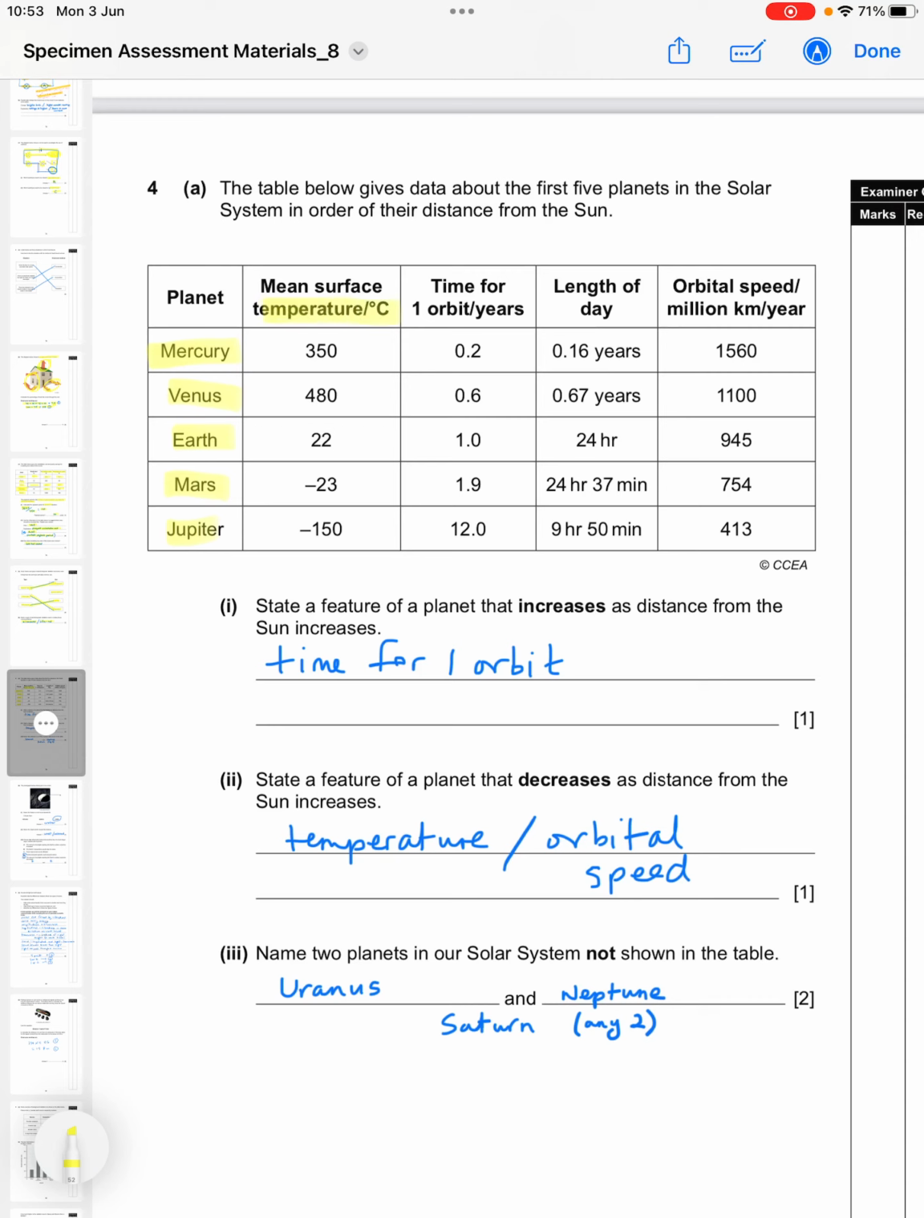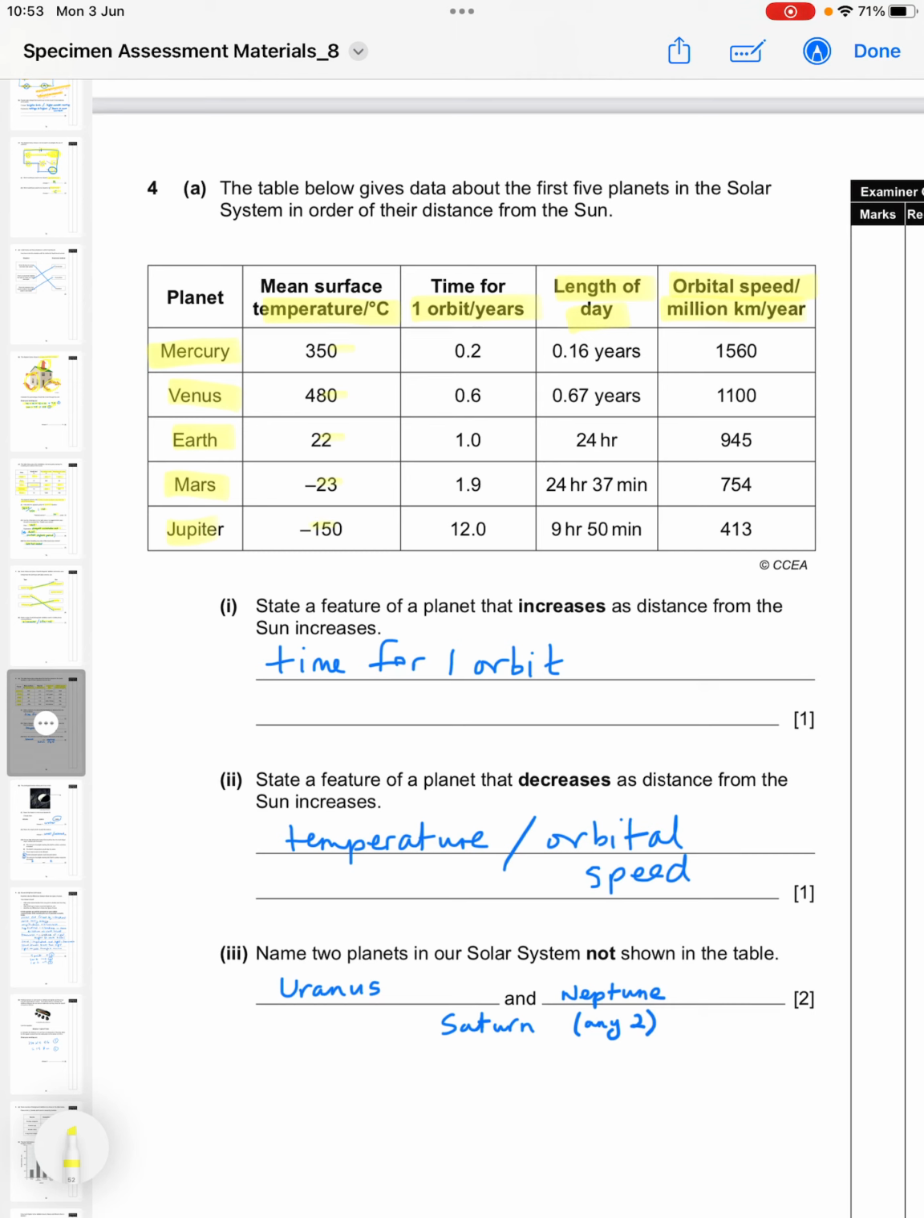The surface temperature, the time for it to orbit the Sun in years, the length of a day, and then the orbital speed in millions of kilometres per year. So it says state a feature of a planet that increases as distance from the Sun increases. So if we look at the table here, the temperature decreases. You can see there it's going from 350. Venus is an exception, it goes up to 480, then Earth 22, Mars minus 23 and Jupiter is minus 150.